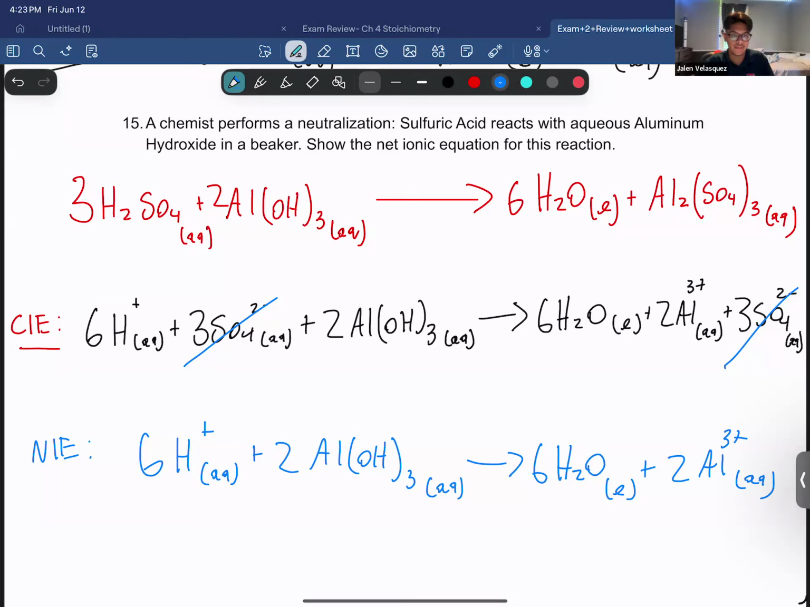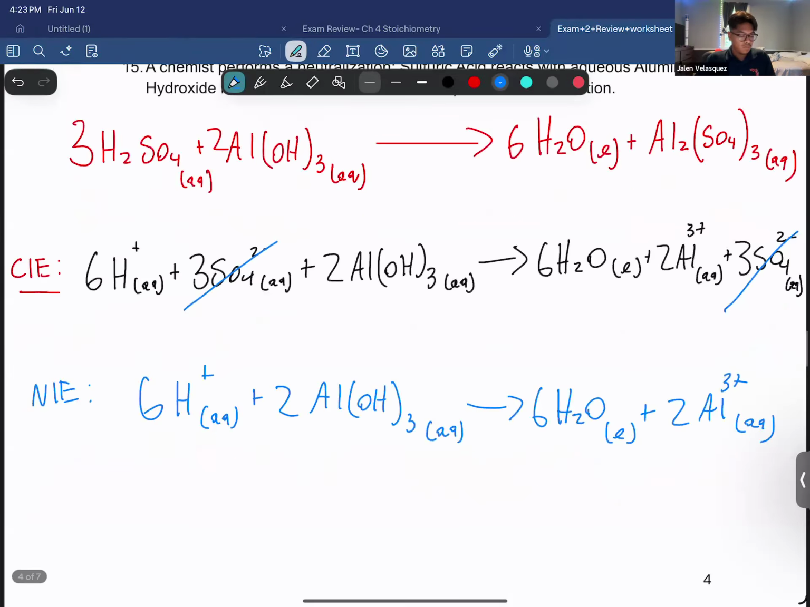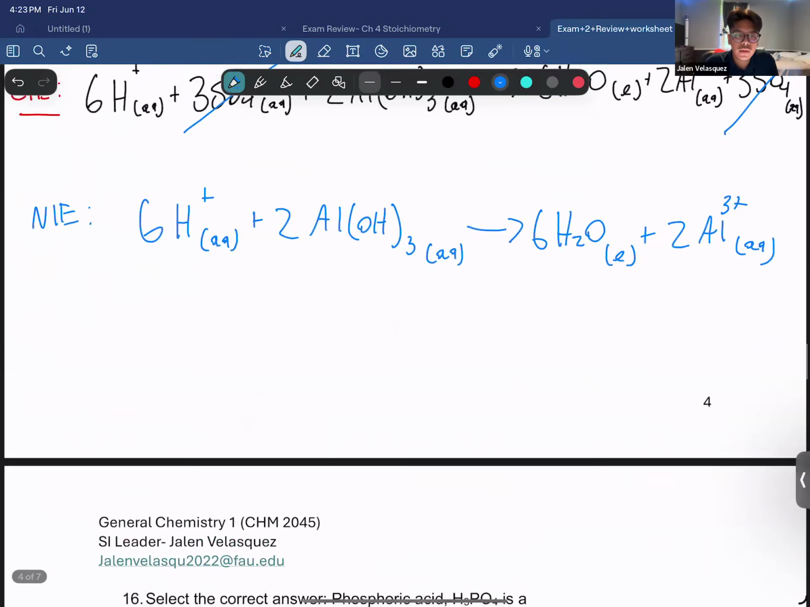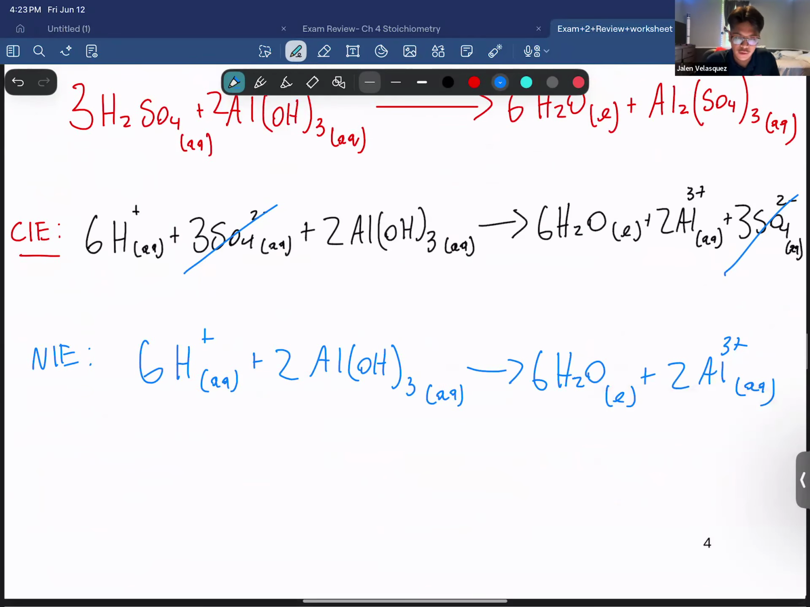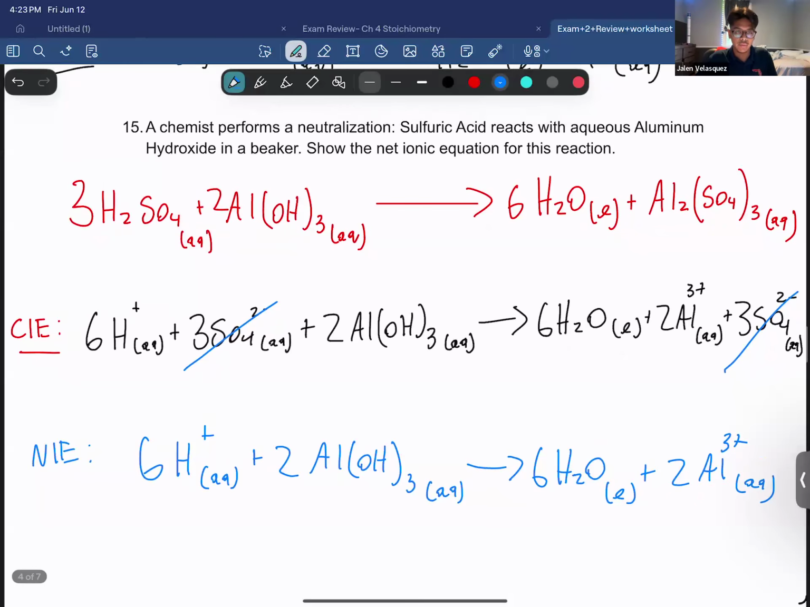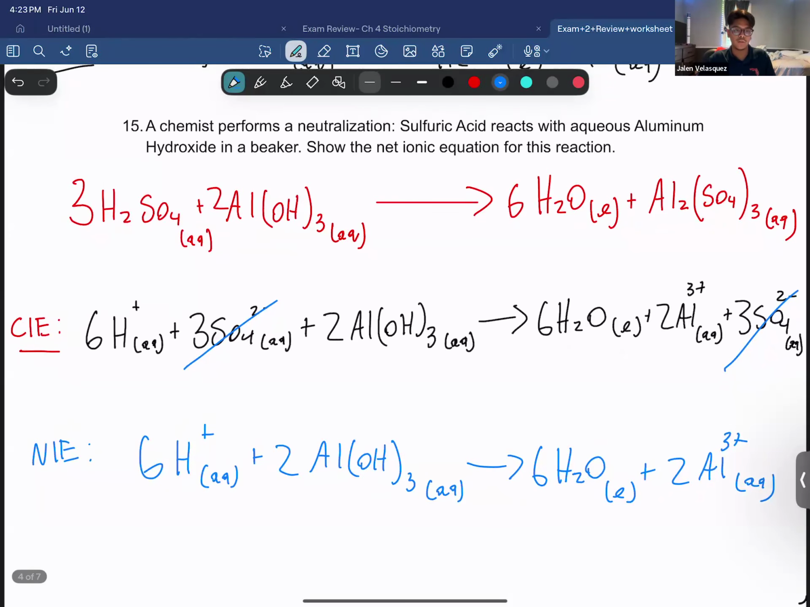Okay, any questions on number 15? Okay, moving on. Sorry. Why can't you ionize aluminum hydroxide? Because aluminum hydroxide is a weak base. So you cannot ionize anything that is weak. Okay, does that make some sense?